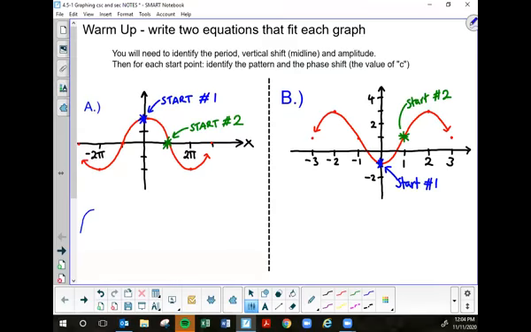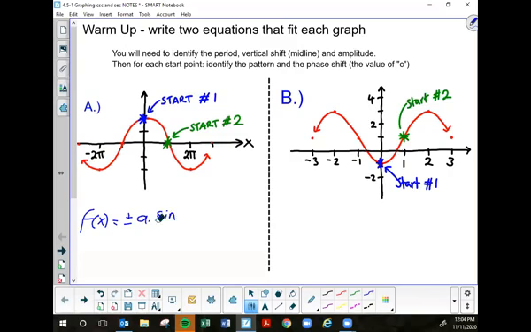Right, so what I want you to do is write me two equations for this. Your equations are going to be in the form where f of x equals either plus or minus the vertical stretch, which is your amplitude, times your function. Now, one of these is going to be a sine, the other one's going to be a cosine. You have to look at the pattern for that.